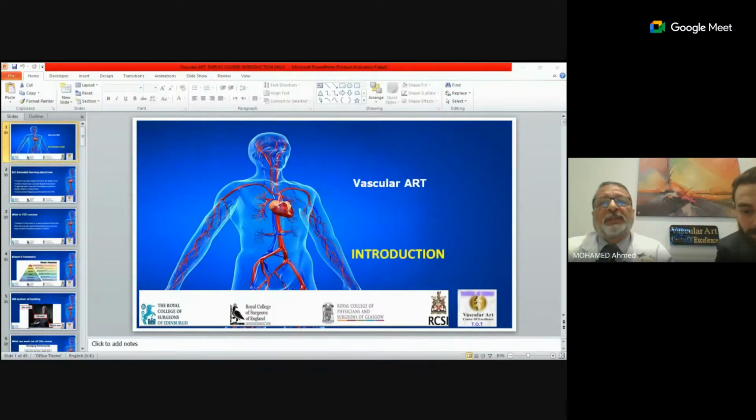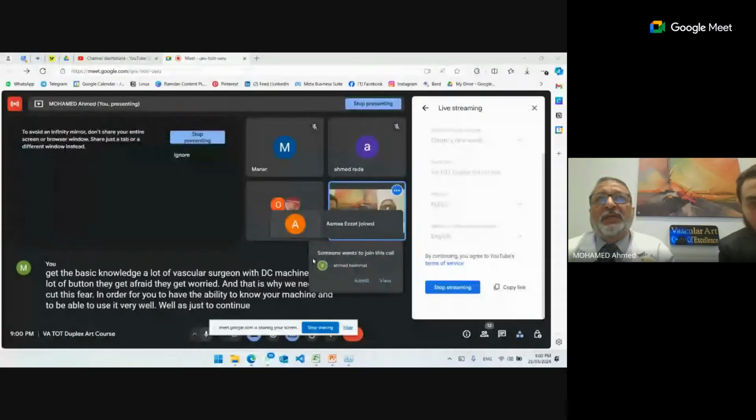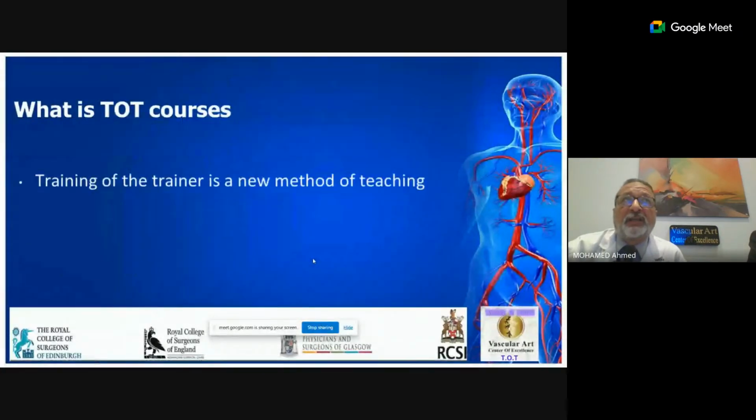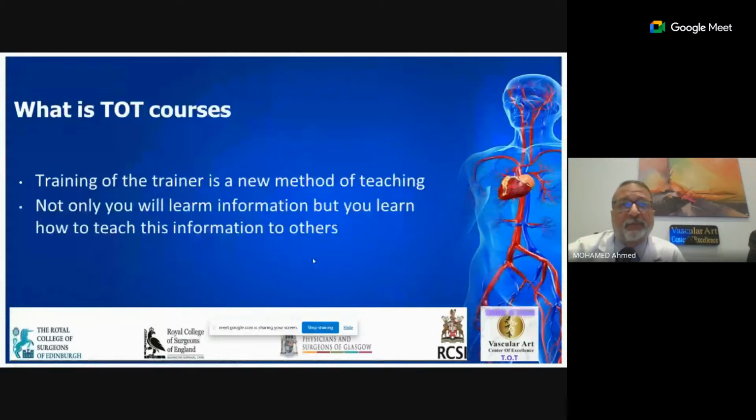This is called the TOT course. What does TOT mean? Train the trainer. This means that we are able to let you not just know how to do duplex scan, but in the future you will be the one that will teach others to do duplex scan. So we are training the candidates here, the 4 that we have on site and the multiple that we have online, how to teach vascular duplex scan, not just how to do duplex scan. And this is very important for the TOT course.